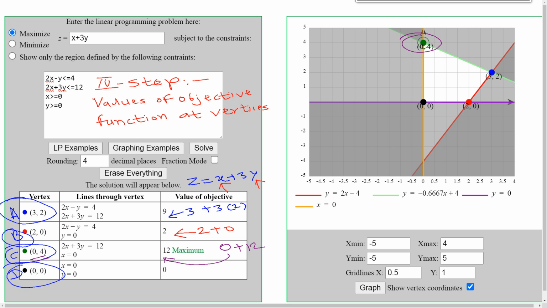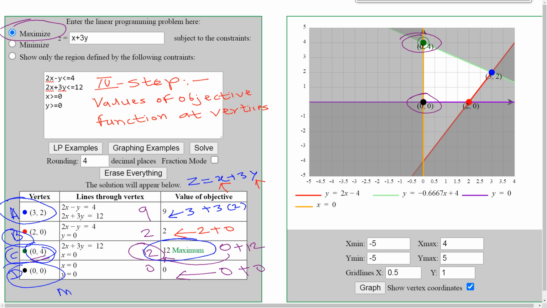And the last point is the origin. Substitute x as 0 and y as 0, so it will be 0 plus 0, which is 0. So four values we have obtained: 9, 2, 12 and 0. The original problem was of maximization, so identify the maximum value. Which is the maximum value? It is 12. And the final answer is that the objective function has maximum value 12 at the point (0, 4).